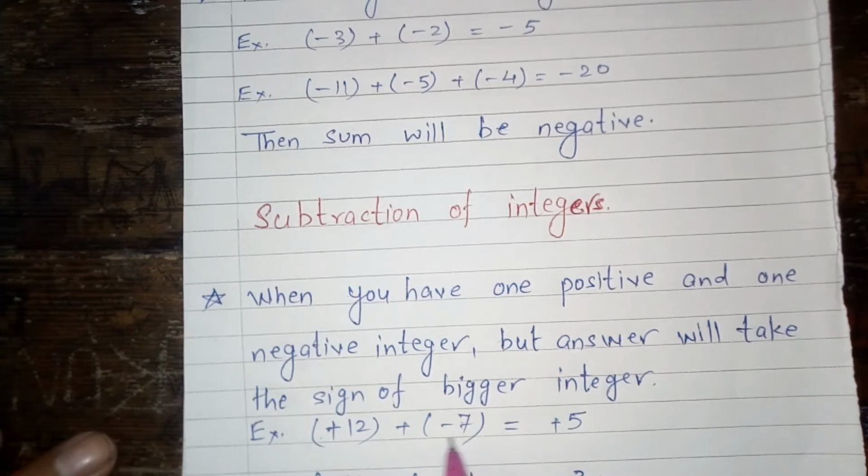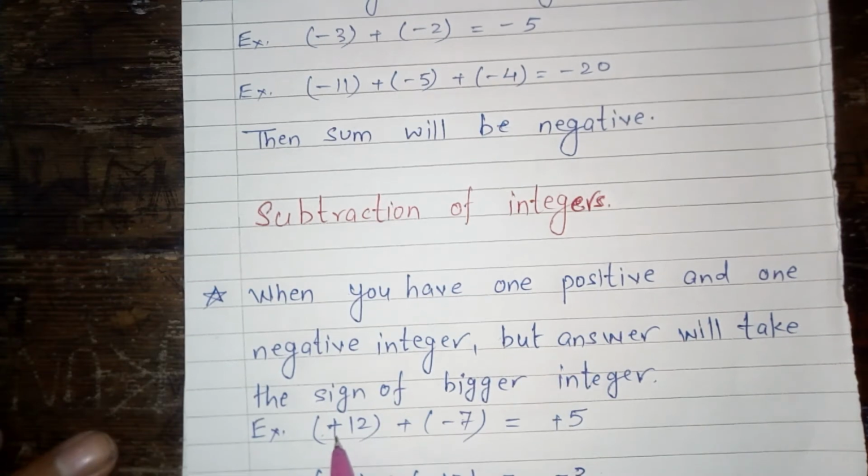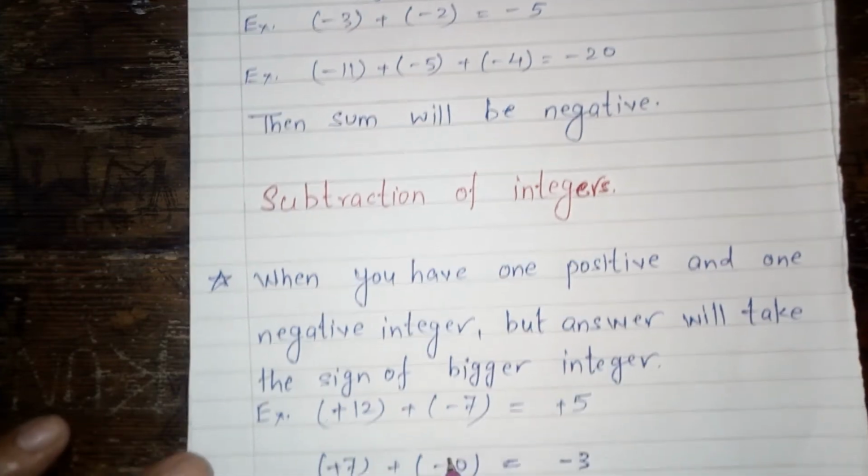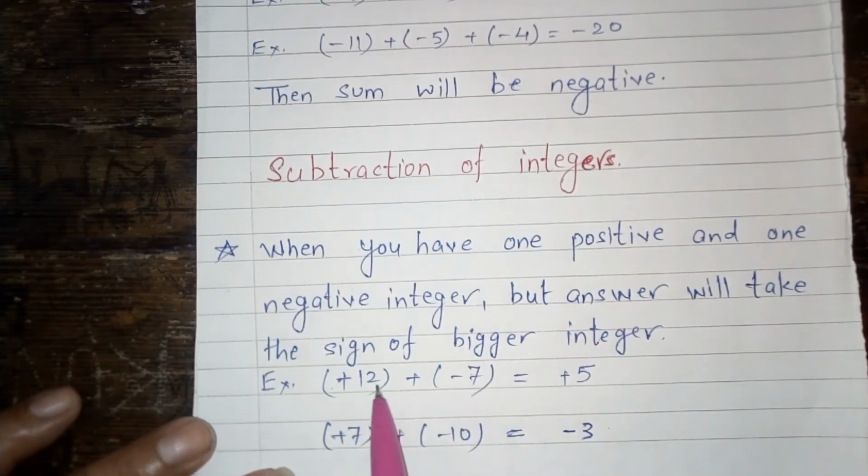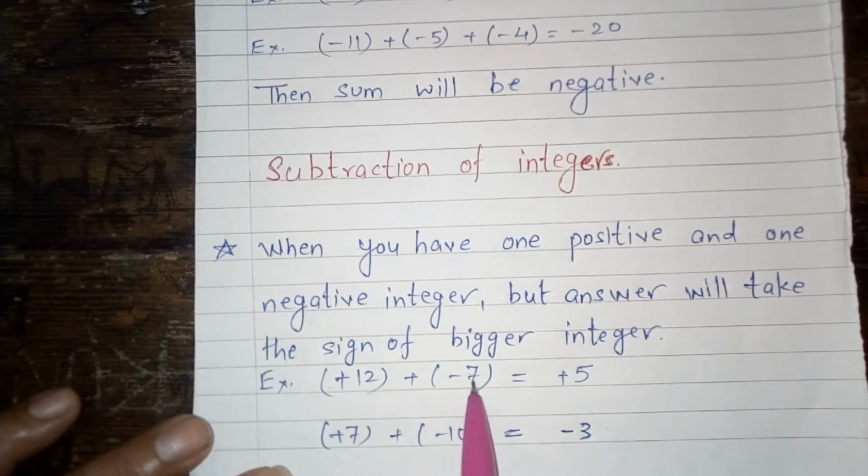Now look here, suppose 12 is a positive integer, 7 is a negative integer. After subtraction you will get 12 minus 7 means 5, but in these two integers which is the biggest integer? 12. 12 is positive, so your answer will be positive. The meaning is the answer is +5.